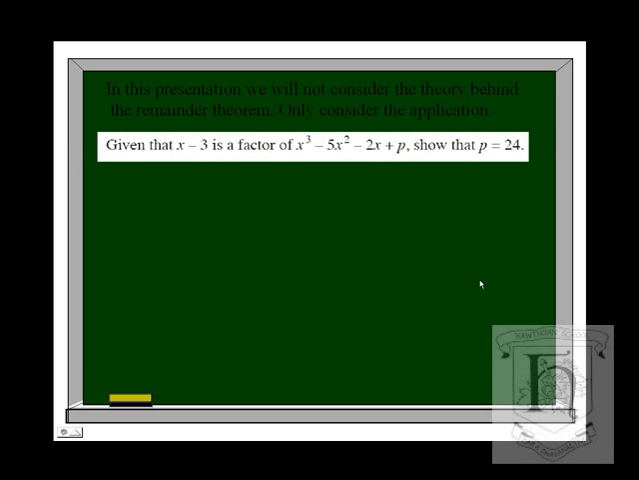So part A told us that we were given x minus 3 is a factor of this particular polynomial cubic function, and we need to show that p equals 24. So we define our function f of x. It's always a good idea to give it a name, as x cubed minus 5x squared minus 2x plus p, and we're told that the factor x minus 3 exists.